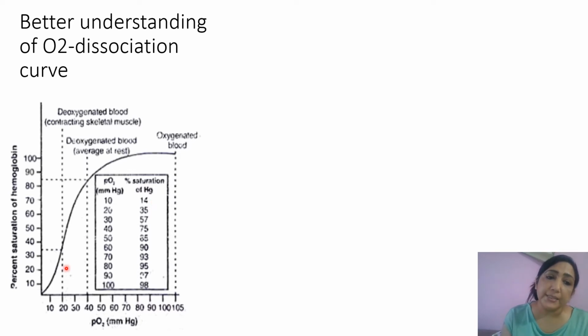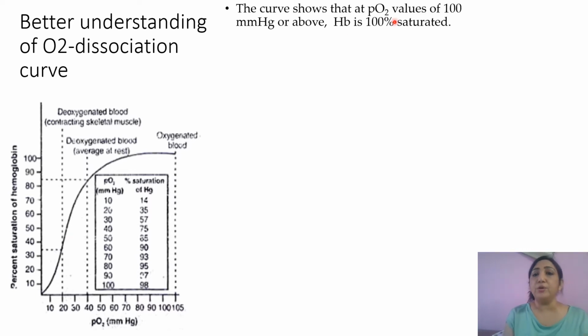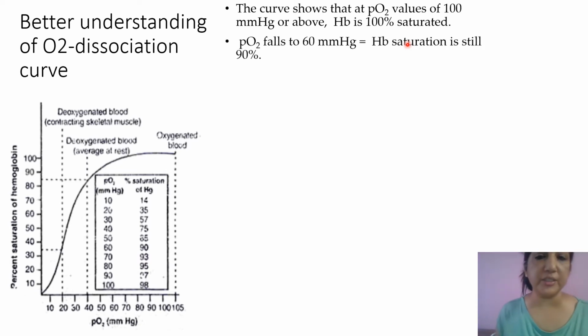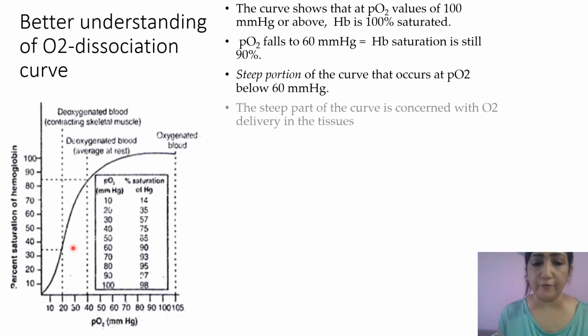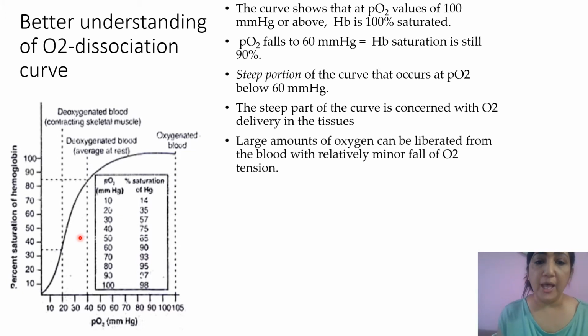So this is very important to know where and under which condition the unloading happens. The curve shows that when the PO2 value is 100 millimeters of Hg or above, hemoglobin is 100% saturated. When the PO2 falls to 60, the percentage saturation is 90. The steep portion of the curve starts after 60 millimeters of Hg, and the steep part is mainly the unloading or dissociation, concerned with the delivery of oxygen to the tissue. A large amount of oxygen can be delivered to the tissue with a relatively minor fall of oxygen tension.